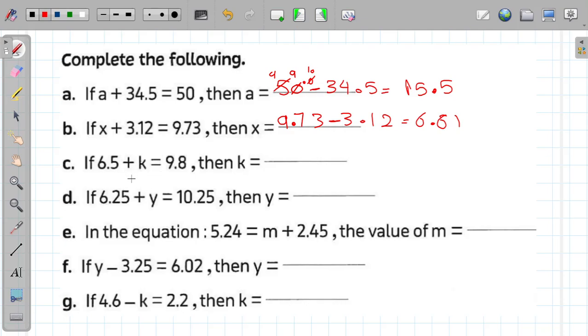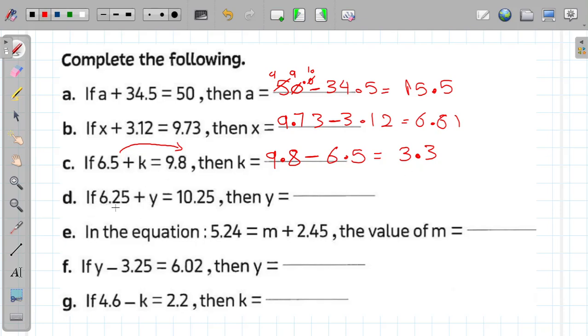Next, I have another equation, and I want the value of k, so I will use the inverse operation. So I will send 6.5 to the other side with the subtraction operation, so the value of k will be 9.8 minus 6.5. So 8 minus 5 equals 3, and 9 minus 6 equals 3, and I will write the decimal point, so the value of k is 3.3.